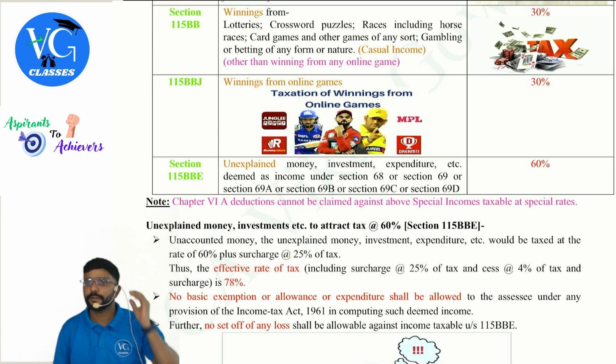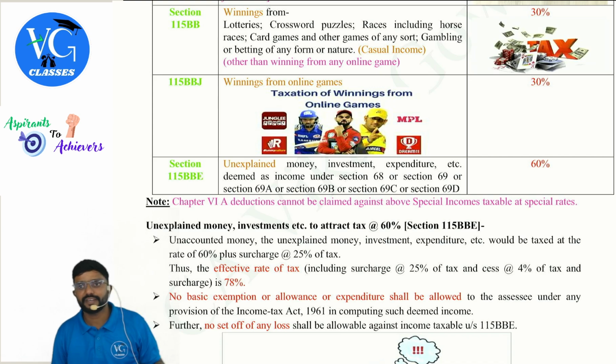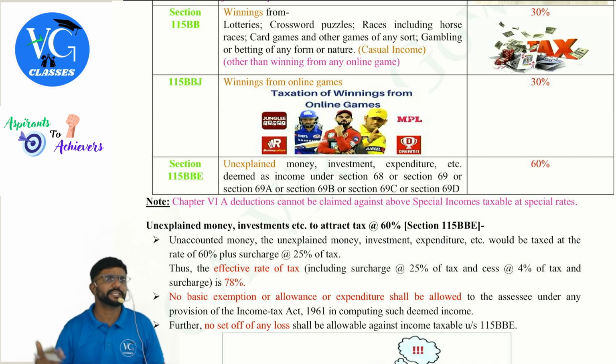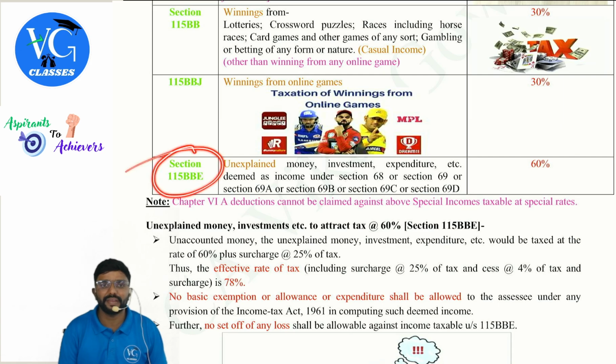Coming to section 115BBE. In the initial chapter, when I was discussing unexplained investment, unexplained money, unexplained expenditure, and all, there I told you this income is taxable at the highest rate of 78%. Actually, the tax rate is 60%, plus surcharge will always be there at 25% and 4% cess. Effectively, the rate comes to 78%. Where is it given, sir? Section 115BBE.